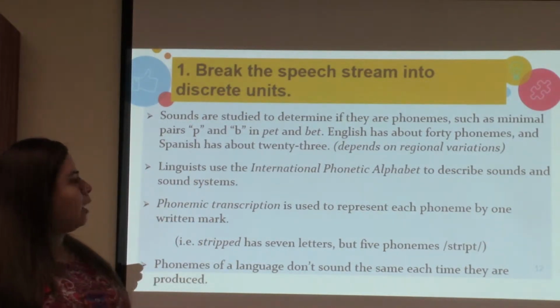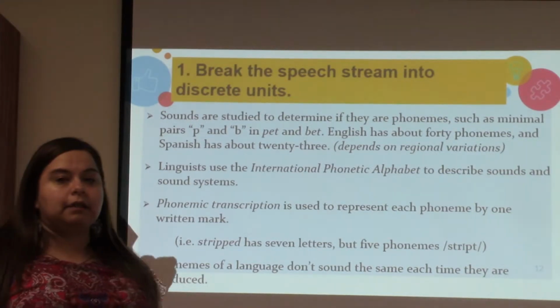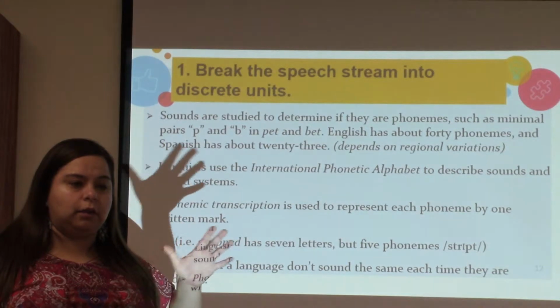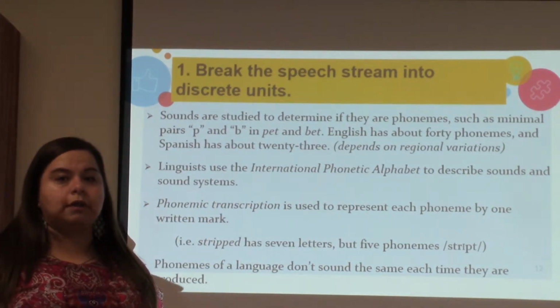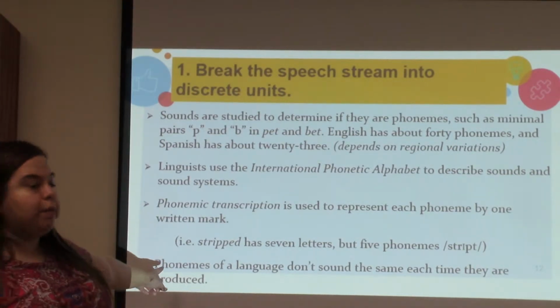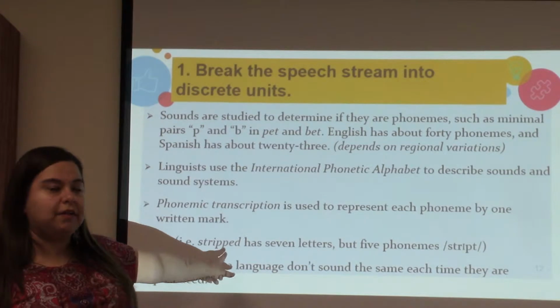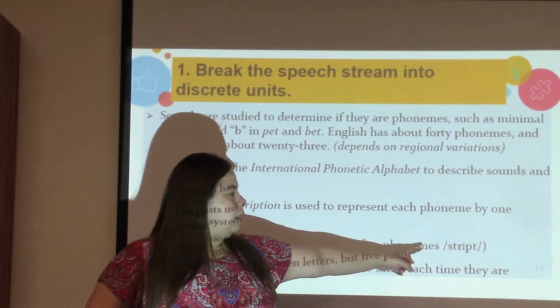Linguists use the IPA, the International Phonetic Alphabet, to describe the sounds and sound systems. This is how they transcribe them so that people in other areas of the world can also read this. The phonemic transcription is done by phoneme. For example, the word stripped, even though it has 7 letters, it has 5 phonemes and ends up looking like this.